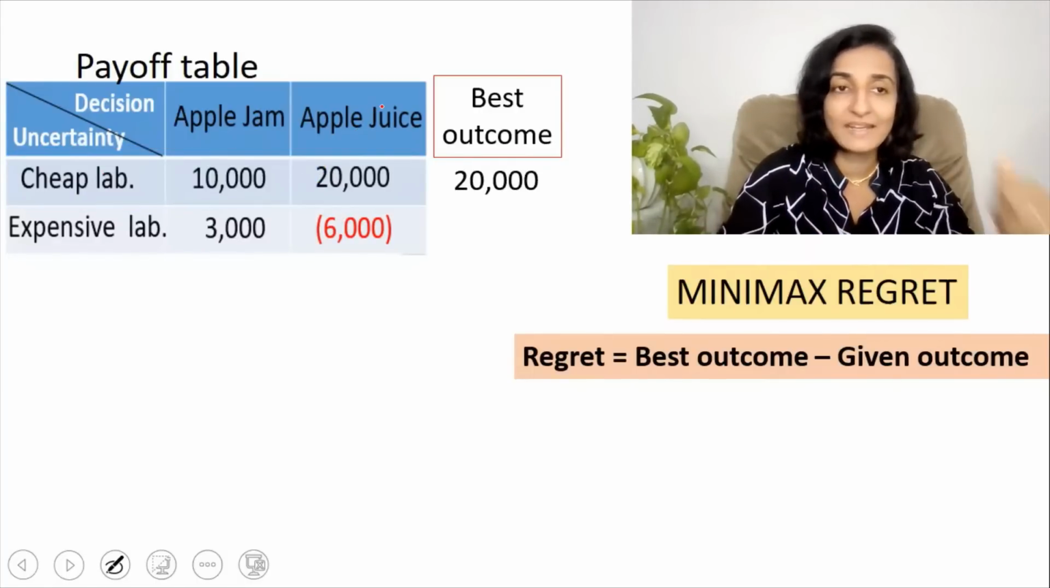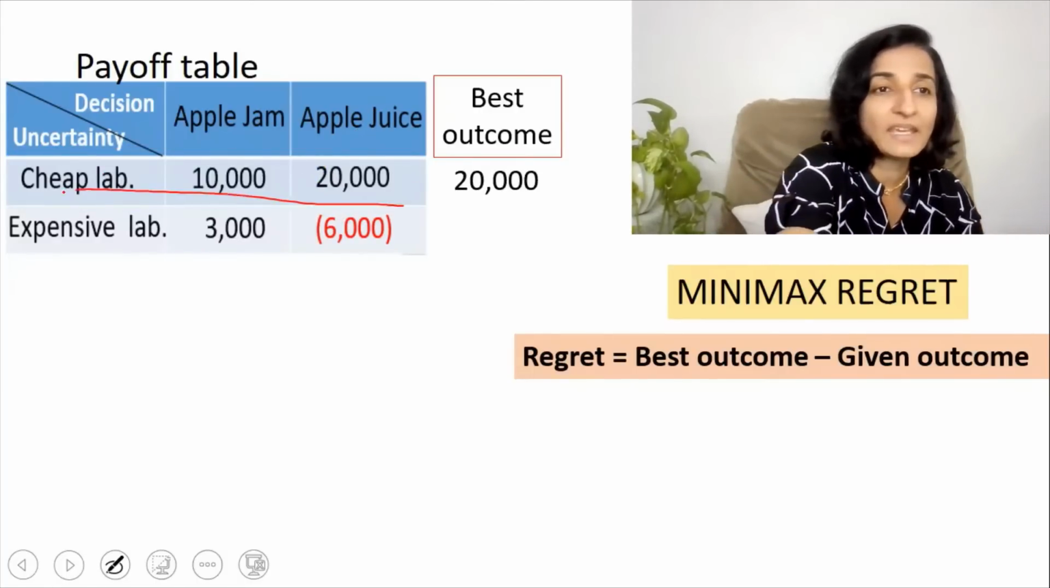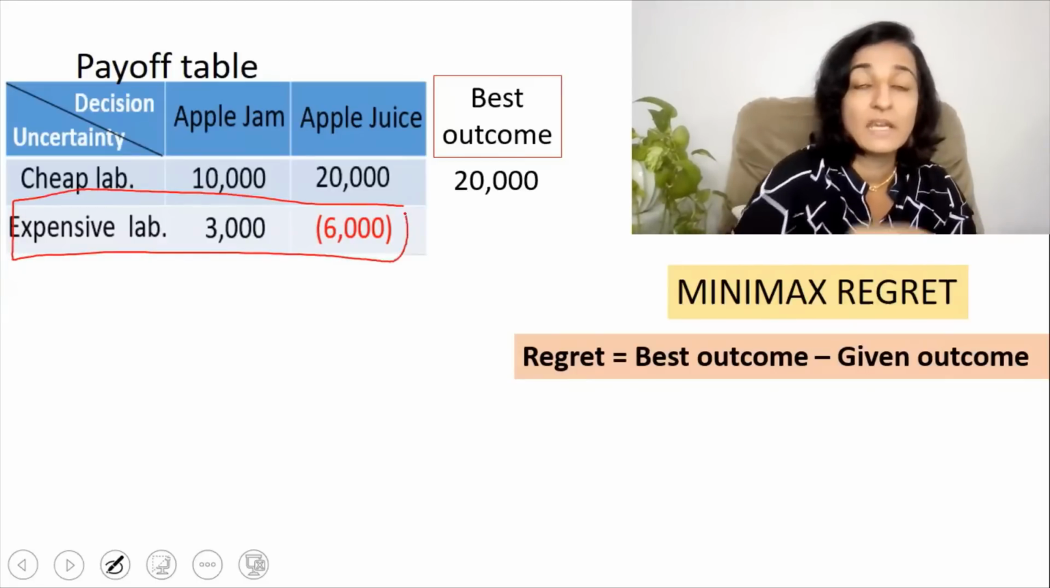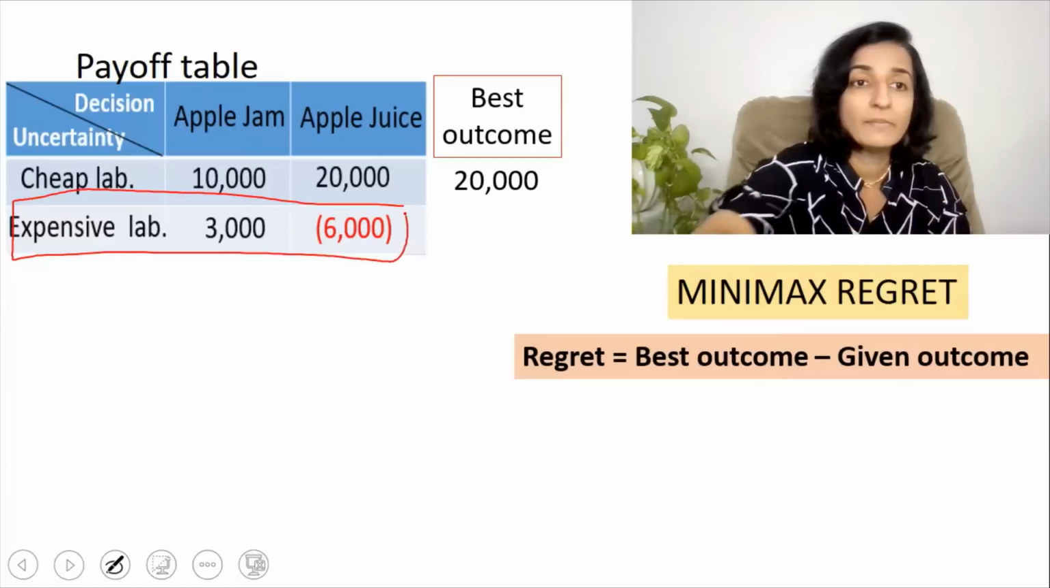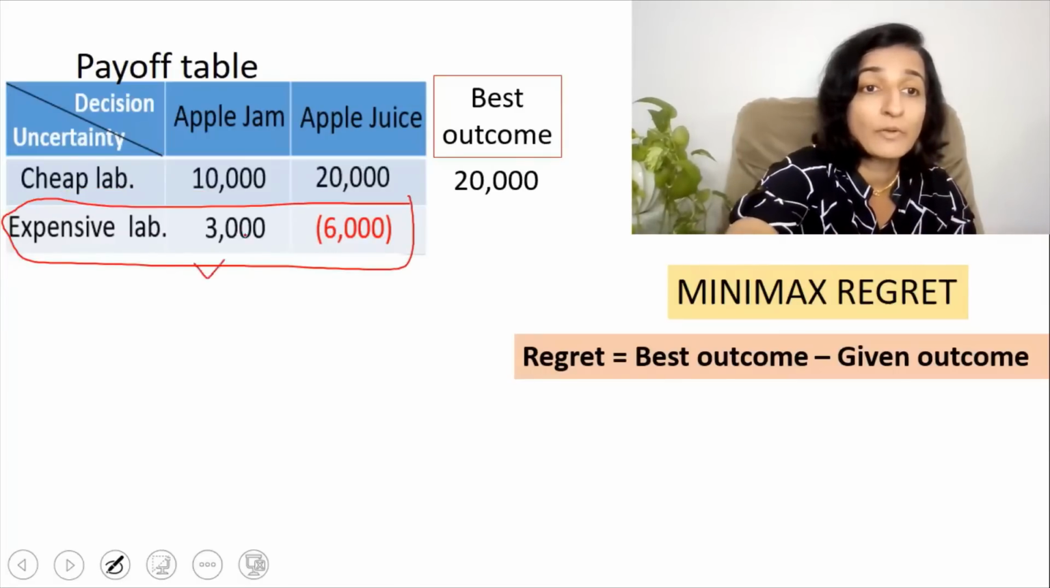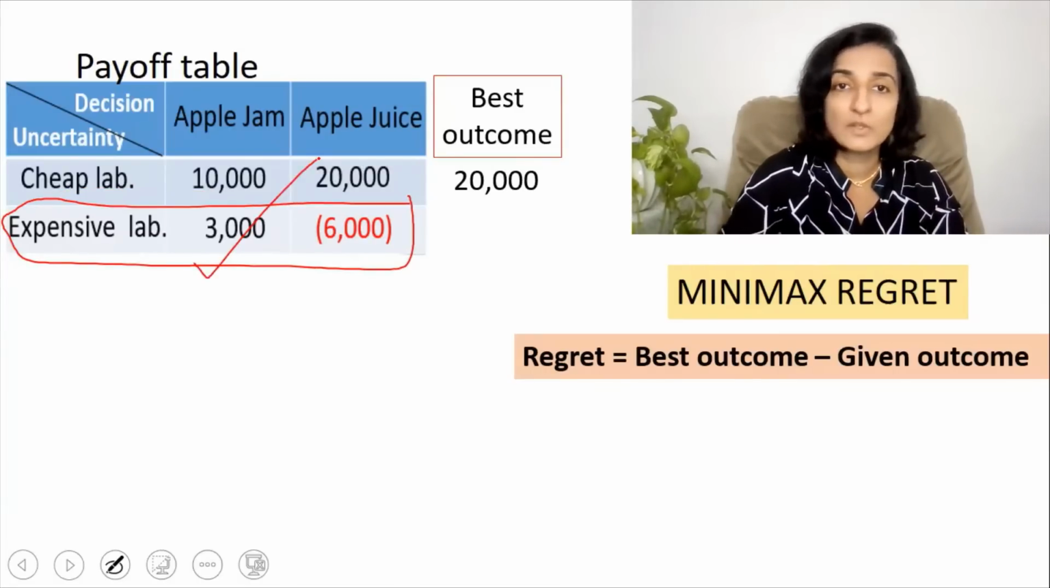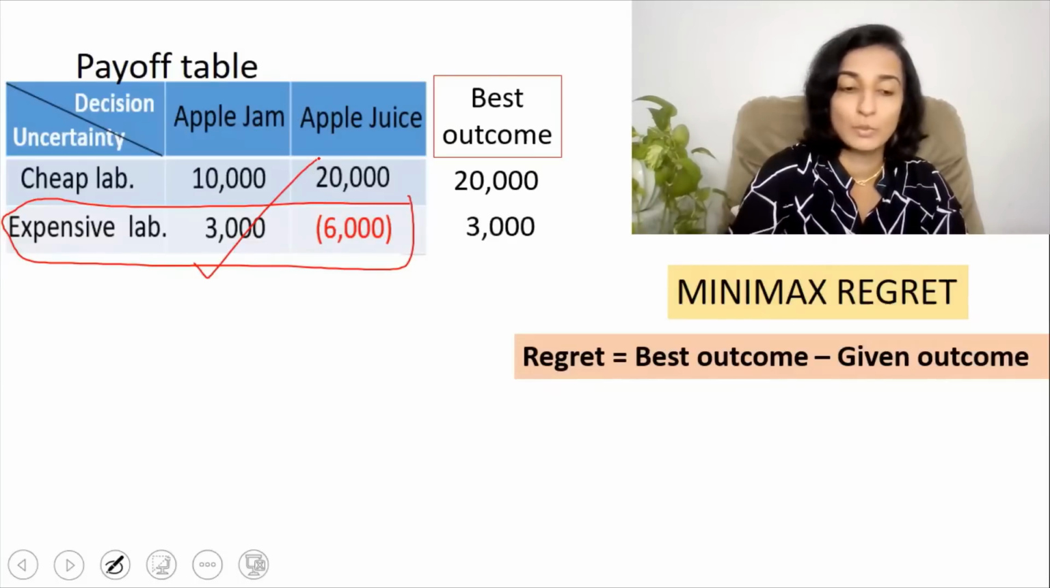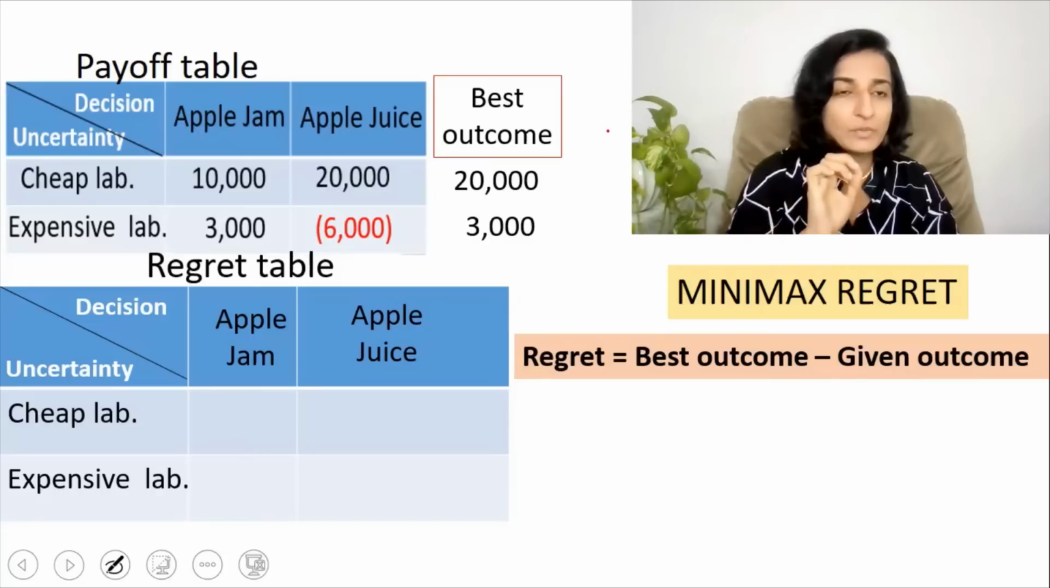Now coming to the second uncertainty. Regarding the expensive labor uncertainty, what is the best outcome that can come? The best outcome is to get a profit of $3,000. So we write that in the outer column too. Now we will take each situation.